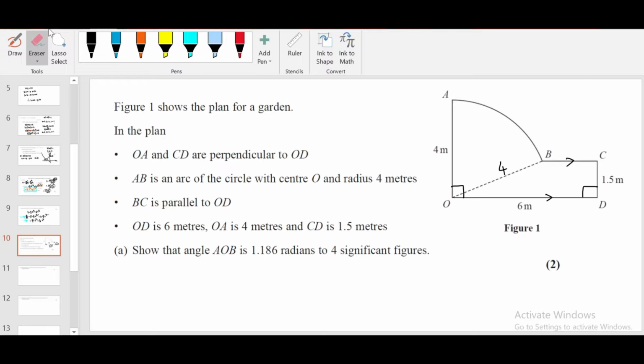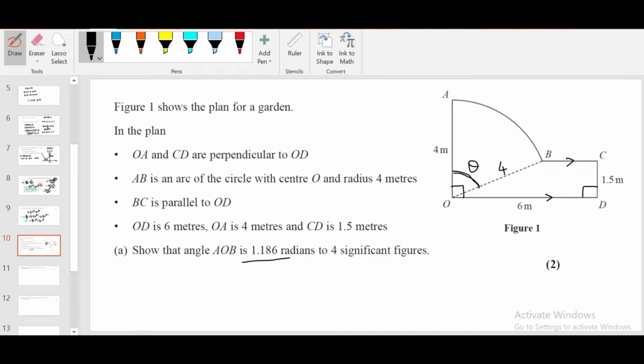Show that angle AOB, this angle, let's take it as theta, is 1.186 radians. How are we going to prove this? You can probably pause the video and think about it for a minute. You have all the information needed here. You just need to use a little bit of critical thinking.